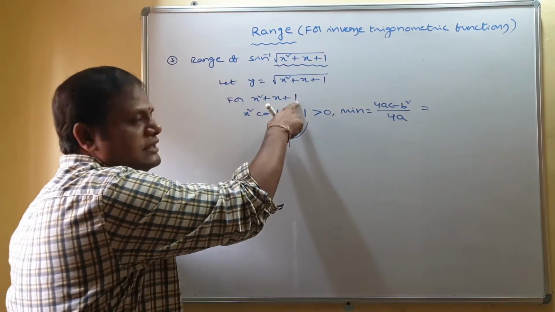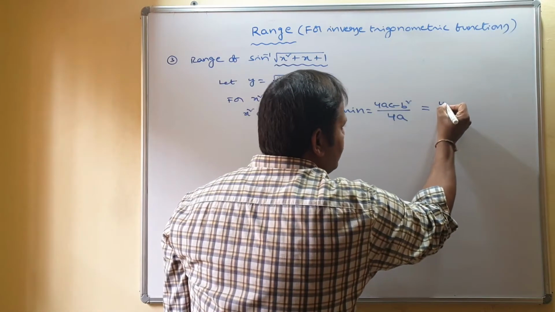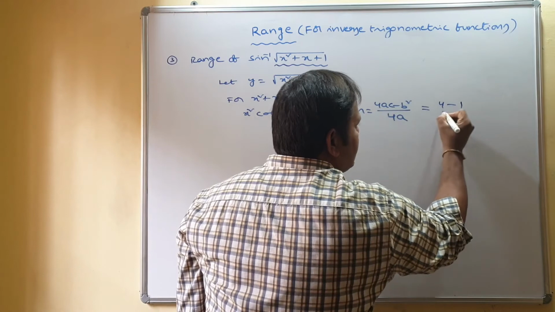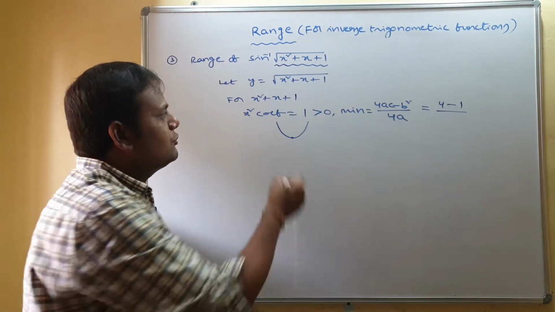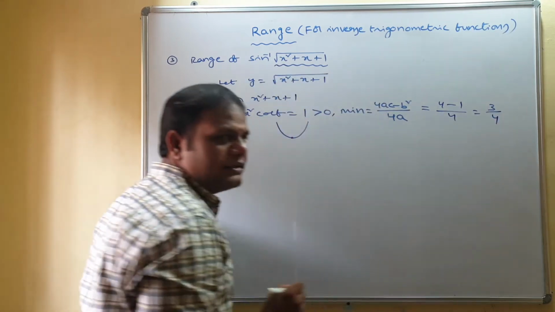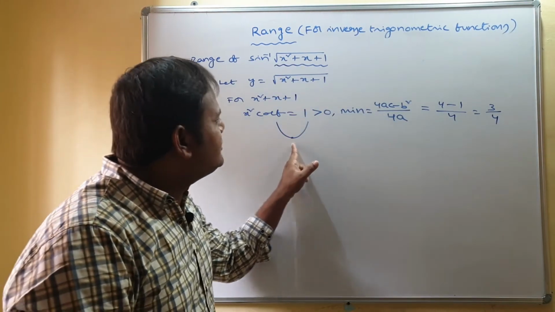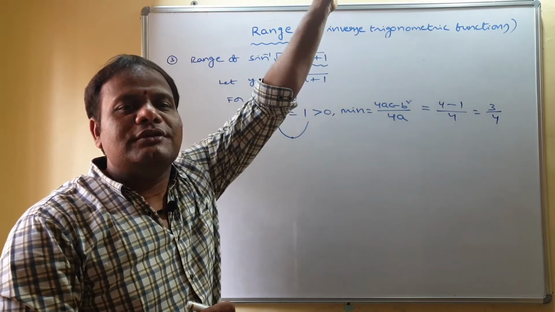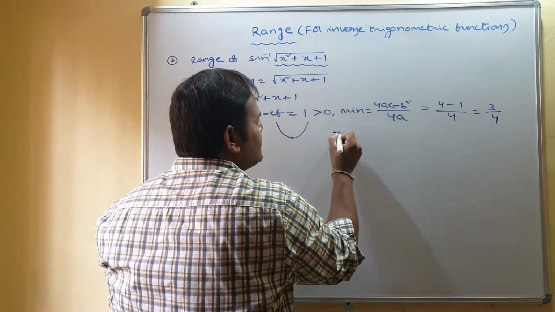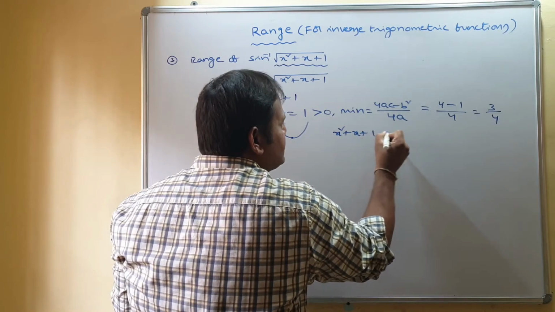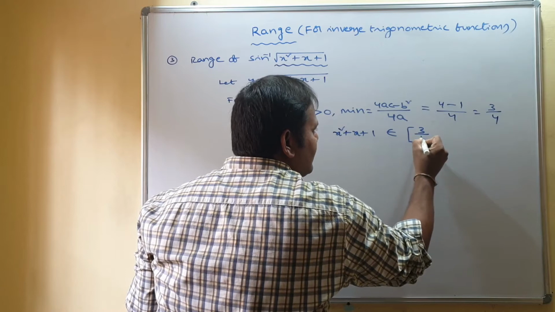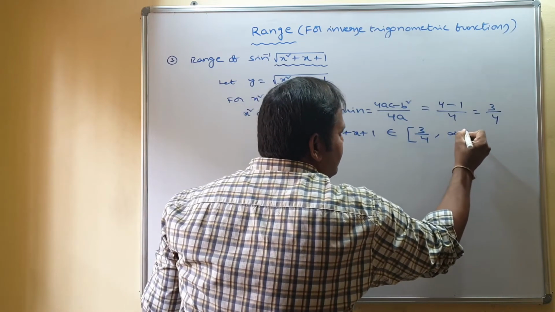4ac, a is 1, c is 1, so 4 into 1 into 1. 4 minus b square, b is 1, so it is 1, by 4a, so 4. Totally it is 3 by 4. Minimum 3 by 4. Maximum, it is approaching infinity. So the range of x square plus x plus 1, I mean x square plus x plus 1 belongs to closed interval 3 by 4 to infinity.